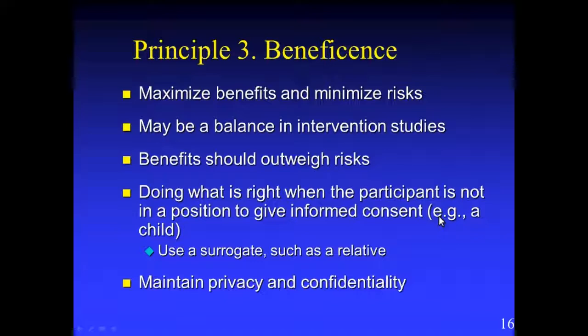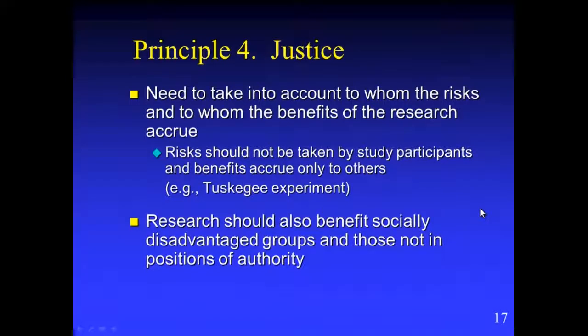The fourth principle, enunciated by the Belmont Committee, is the principle of justice. And this is the need to take into account to whom the risks occur in carrying out any study, and to whom the benefits of the research accrue. And in other words, it should not be, as it was in the Tuskegee experiment, that the risks were entirely taken by the study participants and the benefits accrued entirely to others.